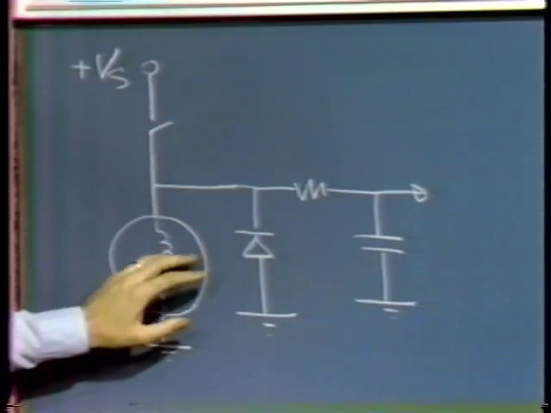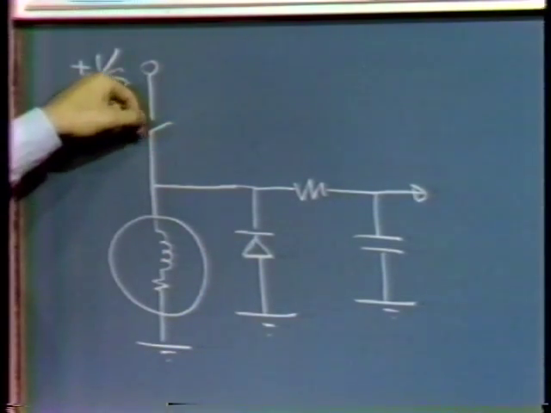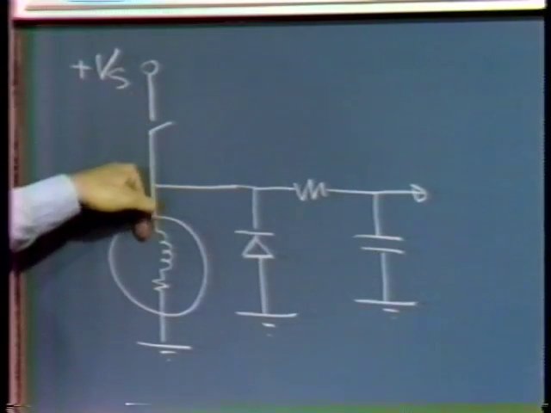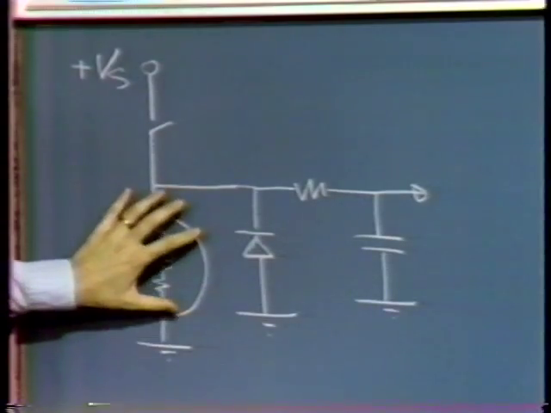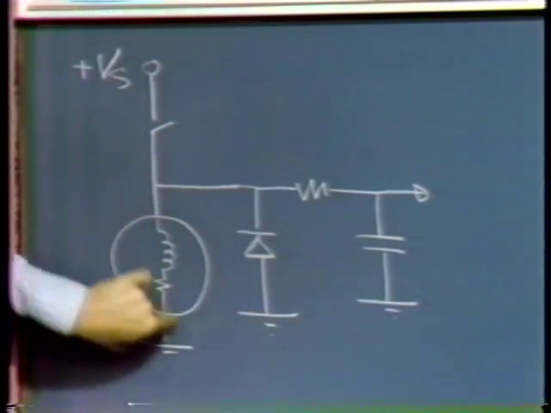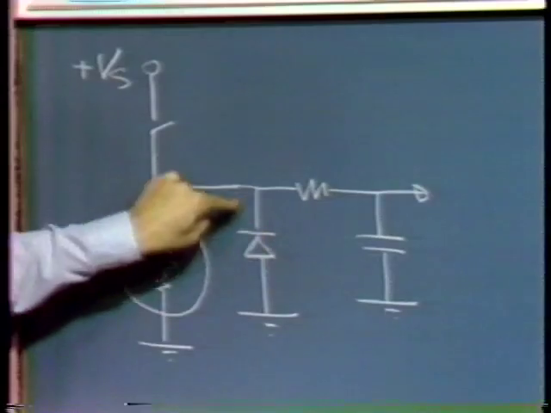You then open the switch. Current was flowing in this direction through the switch to ground. The motor voltage flies back. You catch it on this diode, so you continue motor current that way.